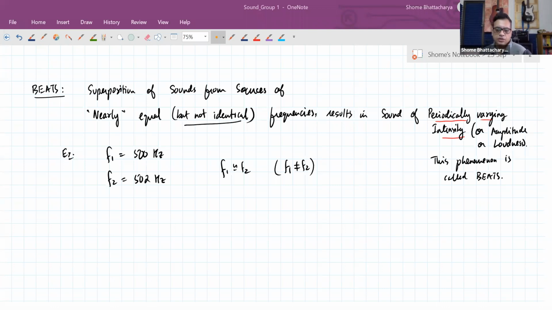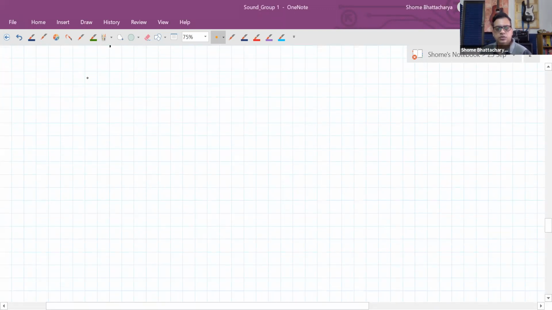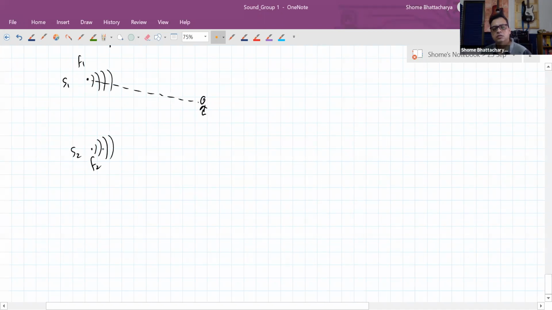Now let's understand the maths of this. If we have, for example, one source which is creating sound of frequency f1, and another source which is creating sound of frequency f2, and we have a detector somewhere here who's at some distance x1 from this one and x2 from this one.